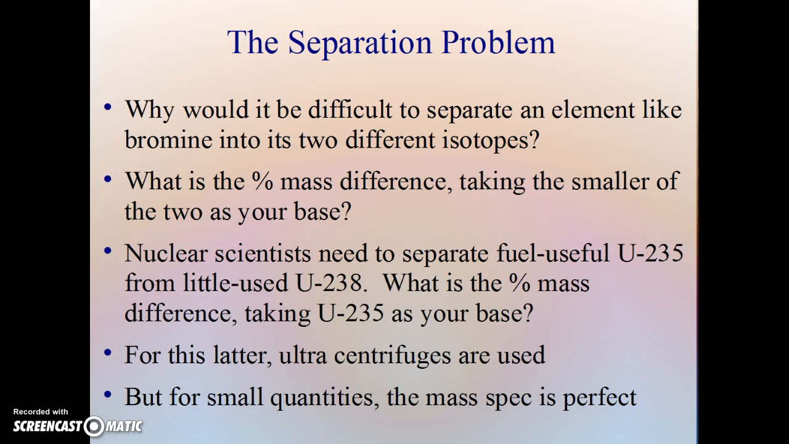Now, why would it be difficult to separate an element like bromine, or carbon, or hydrogen, or uranium into its different isotopes? Well, if you look, for instance, at bromine, you see that the mass difference, the percent difference, is only a little over 2%, 2 of every 100 grams. In uranium, the difference is even worse, only a little over 1% between U-235, which is useful for fuel, and U-238, which is useless as fuel. The percent mass difference, again, a little over 1%.